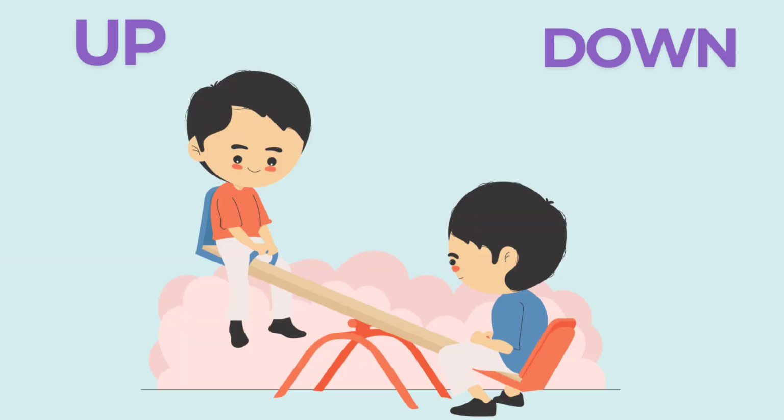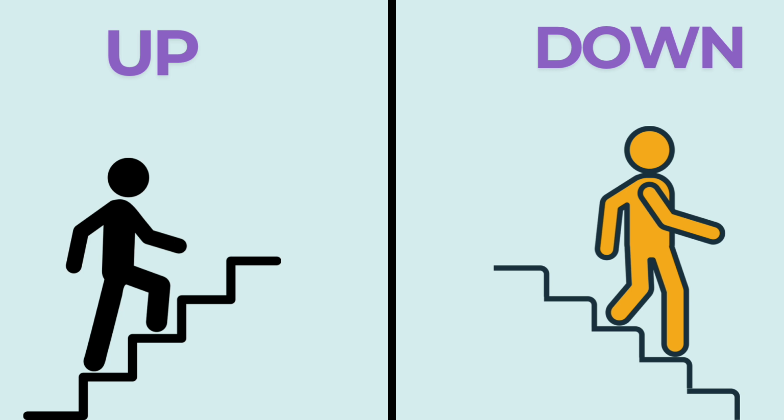Kids playing on a seesaw are moving up and down. One kid is up, another one is down. He is going up by the stairs. He is going down by the stairs.